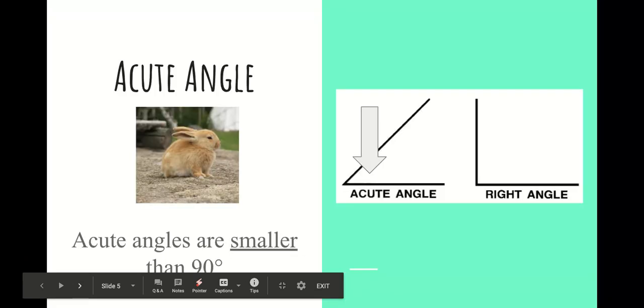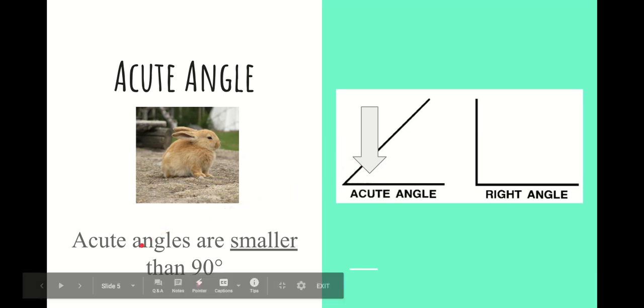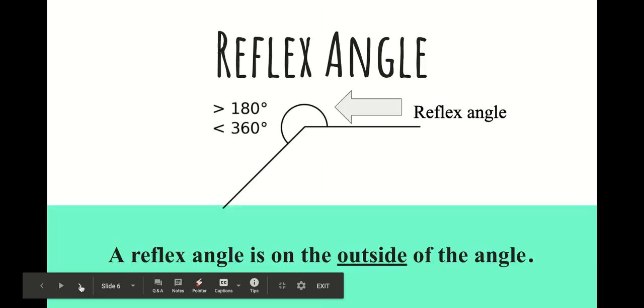Now next up is an acute angle. In fact, I put on here a little picture of a rabbit because he's awfully cute. So one way to remember acute angles is they are very small. Acute angle. So they are smaller than 90 degrees. Again, here is a right angle, and here is that acute angle. And the definition is acute angles are smaller than 90 degrees.